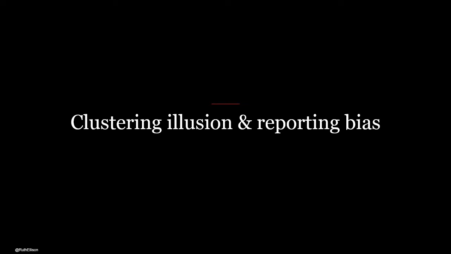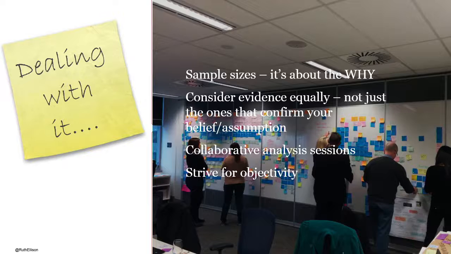This is part of what's called the clustering illusion and reporting bias, where we see patterns in very small sample sizes, and we go, oh, that must apply across the board to everyone else. The problem with that is that it may not be true. So we need to deal with that by considering all evidence equally and understanding the why behind things. Even if you've got small sample sizes, that's fine, but we need to understand why something's occurring. I really love using collaborative analysis sessions where you get together and analyze all the work together, because everyone's bringing a different perspective to help against this clustering illusion.